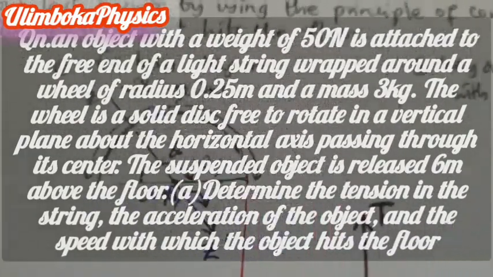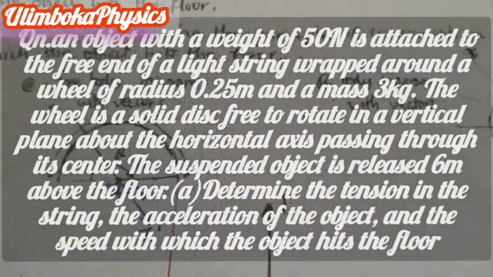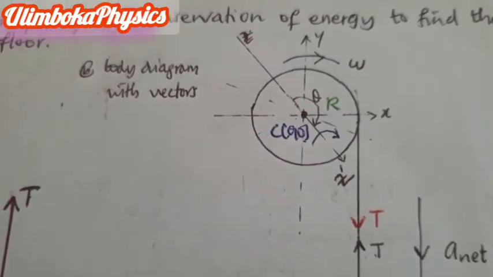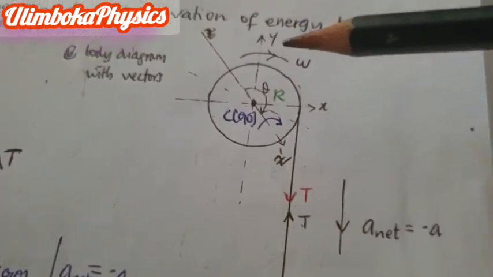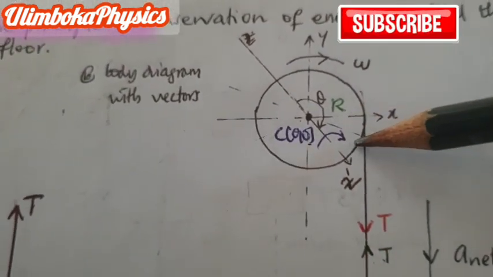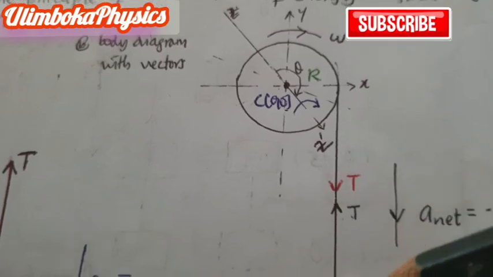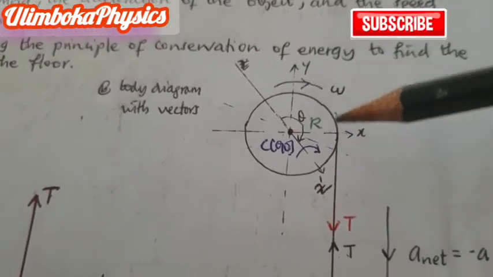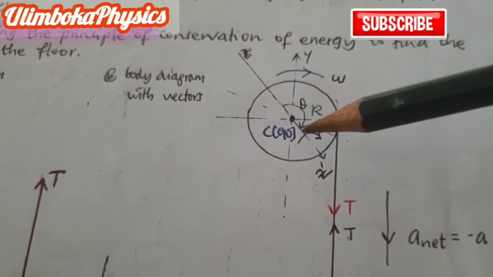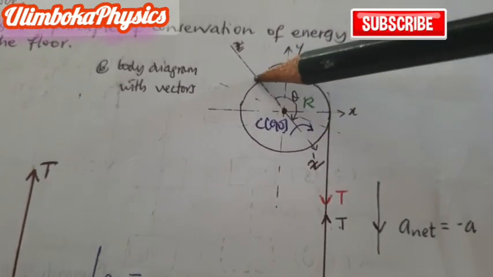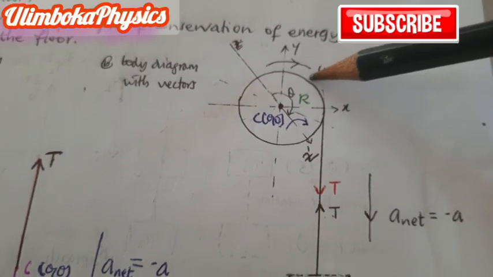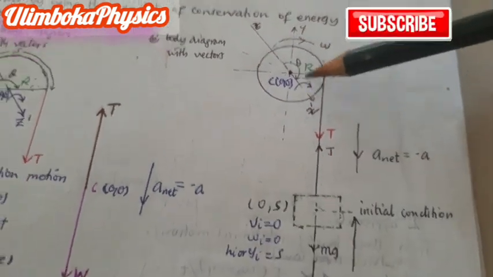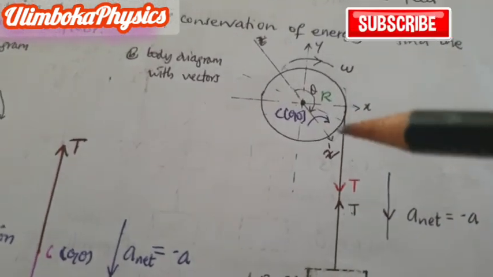Let us consider these two diagrams here, the body diagrams with vectors. It is important to understand the scenario of the question. We have a flywheel here, a larger disk of radius r that rotates about its axis z to z dash in a clockwise direction, and the angular displacement theta corresponds to a linear displacement from an arc swept by the angular displacement.